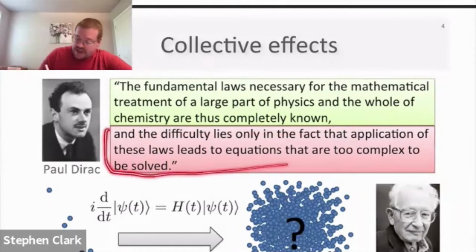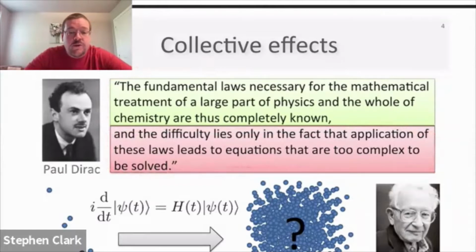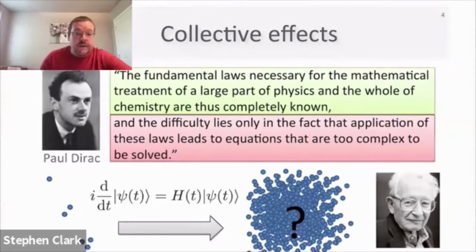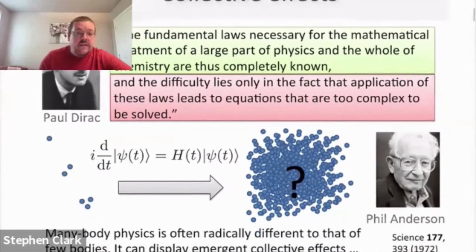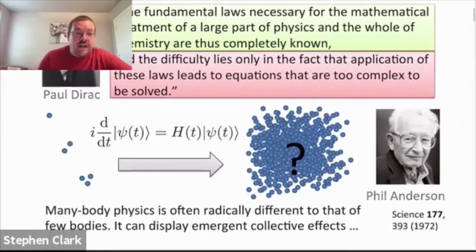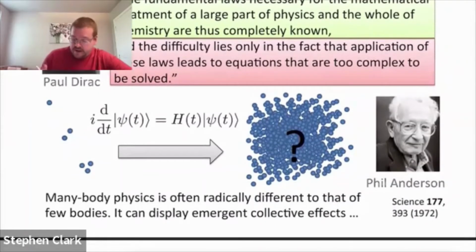But there's a sting in the tail of his quote, which is the difficulty lies in the application of these laws leading to equations that are too complicated to solve. That's the many body problem. And obviously the founding fathers of quantum mechanics knew all about this right from the beginning. But what they perhaps didn't understand is the idea of emergence and collective behavior as we do now. And that's largely come about from the idea that a big conglomeration of particles often behaves very differently to few body problems with only 1 or 2 or 3 particles.